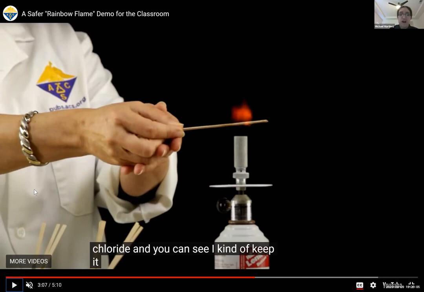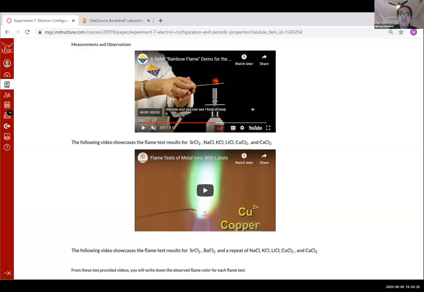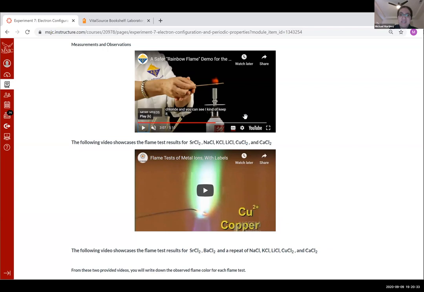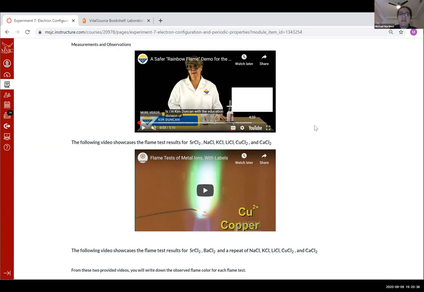Try to make your observations as discrete as possible for the different flame test colors, because even if two elements may both be red, they may have different small hues, small differences. So you'll repeat this process for all of your element samples until you've completely filled out this table of 6 elements. Does that make sense? Is that clear to everyone on what we're doing for the first part?